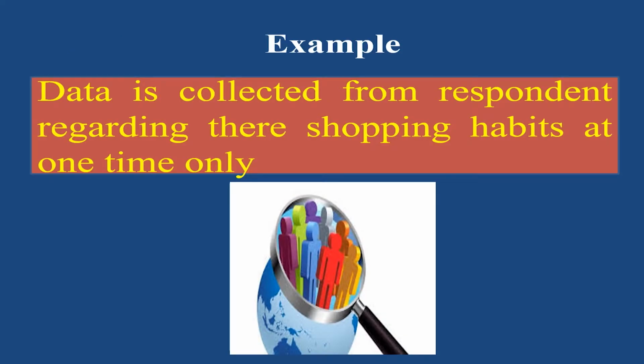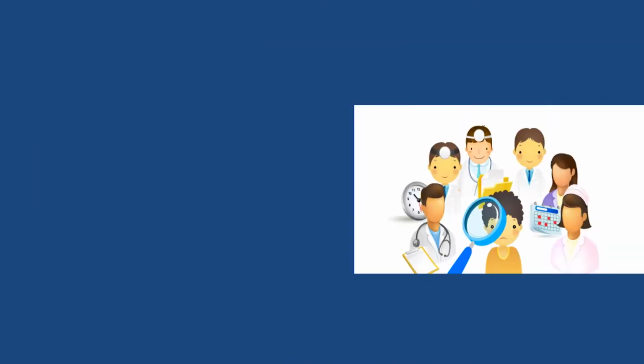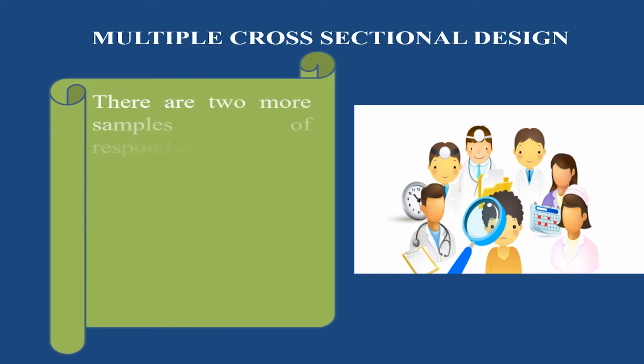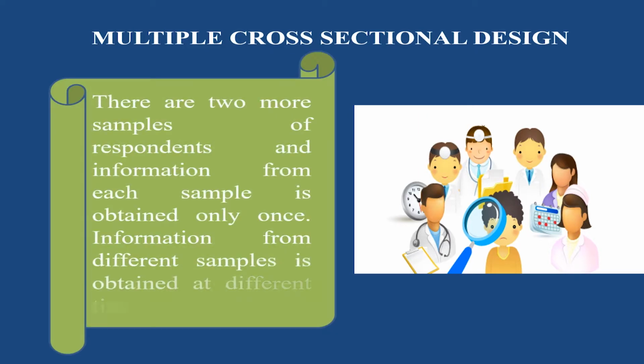Example of this type of design is when data is collected from respondents regarding their shopping habits at one time only. Multiple cross-sectional designs. In this design, there are two or more samples of respondents and information from each sample is obtained only once. Often, information from different samples is obtained at different times.